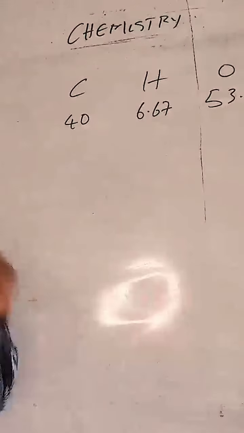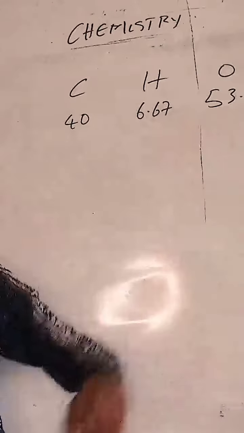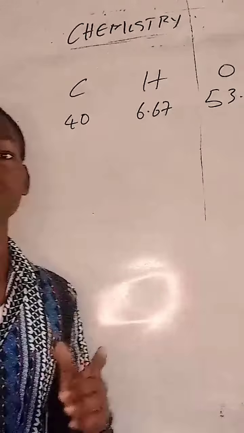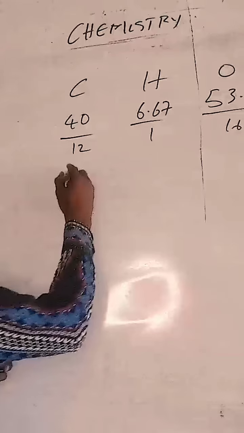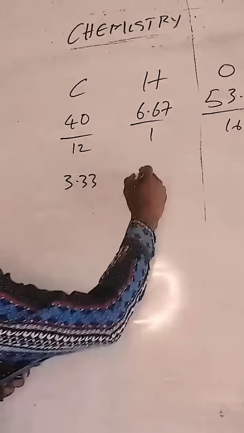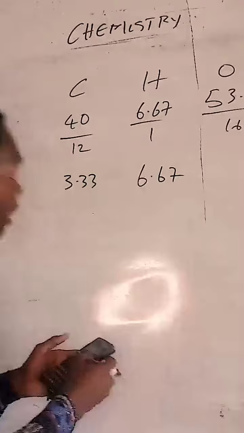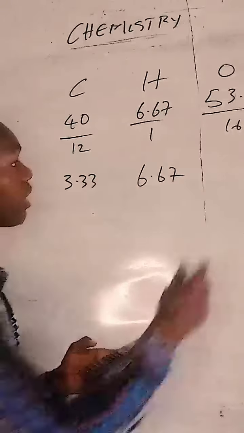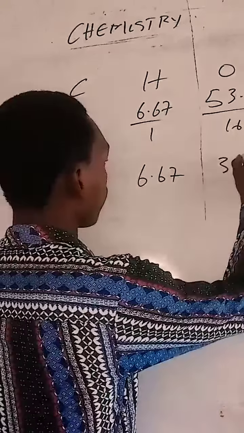Now let's solve. First step, you have to divide each percentage by their respective mass numbers. The mass number of carbon is 12, hydrogen is 1, and oxygen is 16. If we do that, 40 divided by 12 gives us 3.33, 6.67 divided by 1 gives us 6.67, and 53.33 divided by 16 gives us 3.33 also.